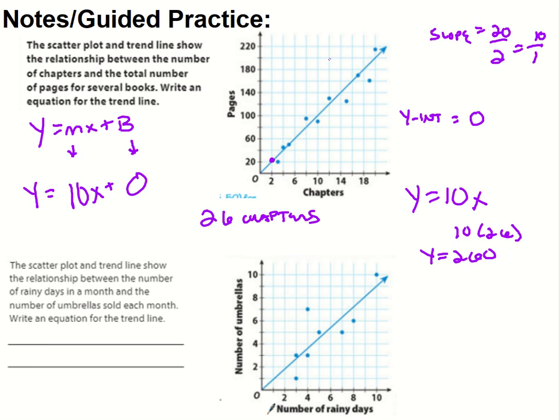So here's what I want you guys to do. Try to write the equation of this trend line for number of rainy days and number of umbrellas. Try to write the trend line for this one right here. So again, we're at 0. So that's nice, y-intercept 0. And then now I gotta find my slope, so I gotta find another perfect point here.